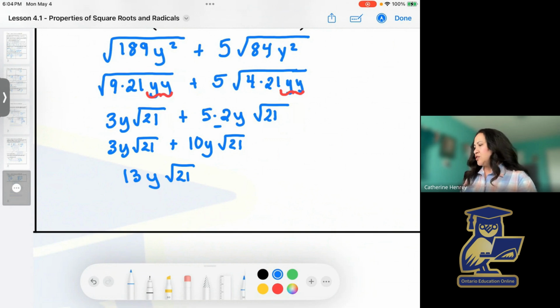Okay? So that is probably a lot of practice with square roots and radicals. But again, it's important to know this because going forward into the next few lessons, when we are working with solving quadratic equations, the square root is really important.